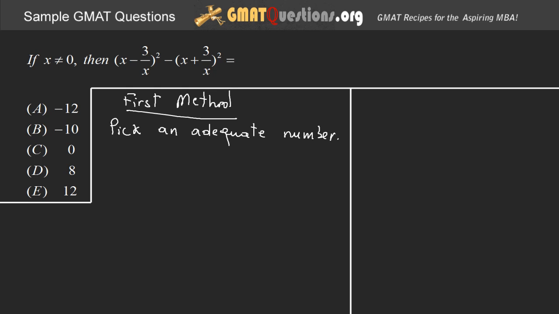A good number to pick here, even though I just told you to avoid 1, a great number to pick would have been 1. Another great number to pick here would be 3, only because it's going to make this fraction much simpler. 3 over 3 is going to give you 1. So let's try 3 here. 2 wouldn't be such a good number to pick. I hope you can see that with 2, we're going to be stuck with the fraction 3 over 2.